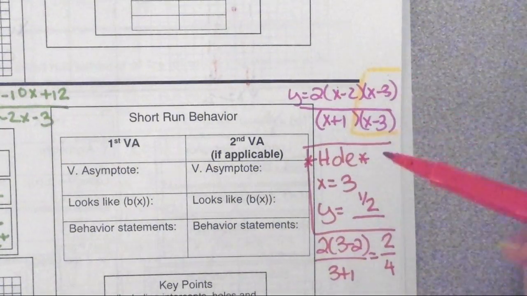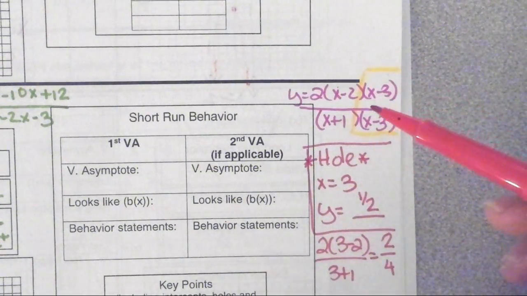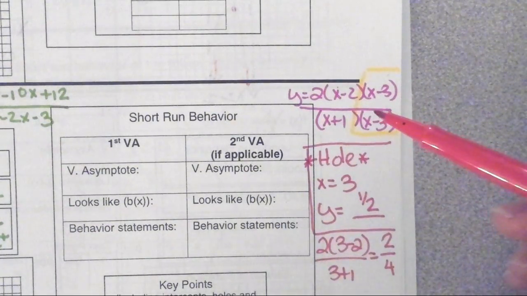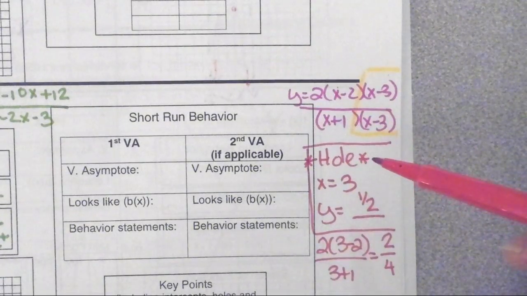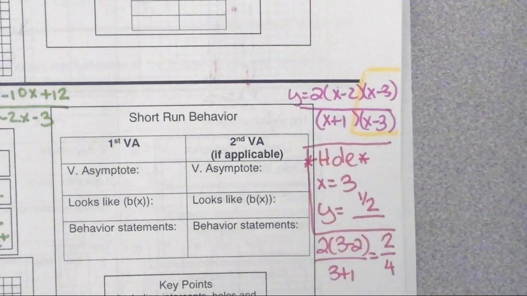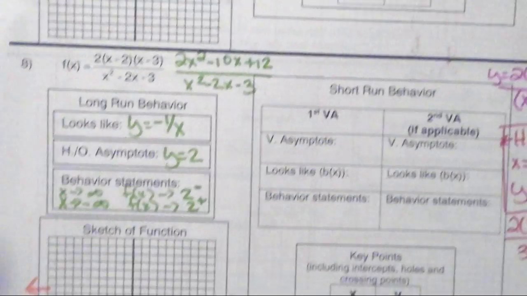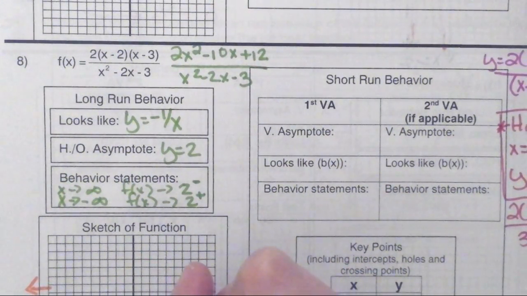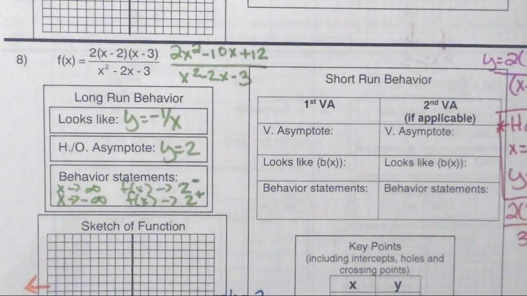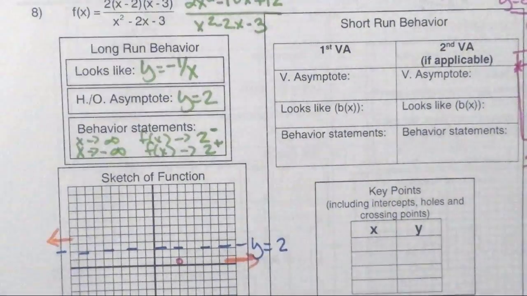You're only going to have a hole, or a point of discontinuity, that's what they like to call it, when something cancels on the top and the bottom like that. Okay? So let's go ahead and put that hole in our graph so we don't forget. So I'm going to go to (3, 1/2). So 1, 2, 3, 1/2, and I'm going to draw a hole at (3, 1/2). I put a little hole at (3, 1/2).